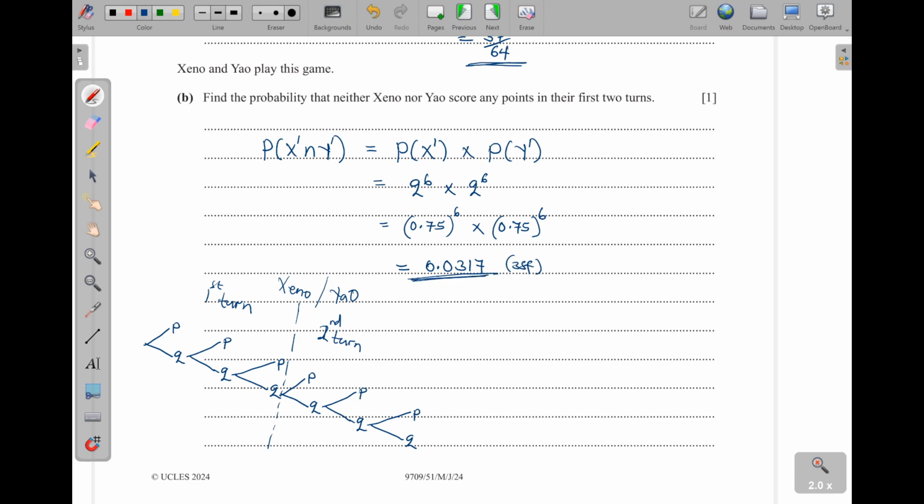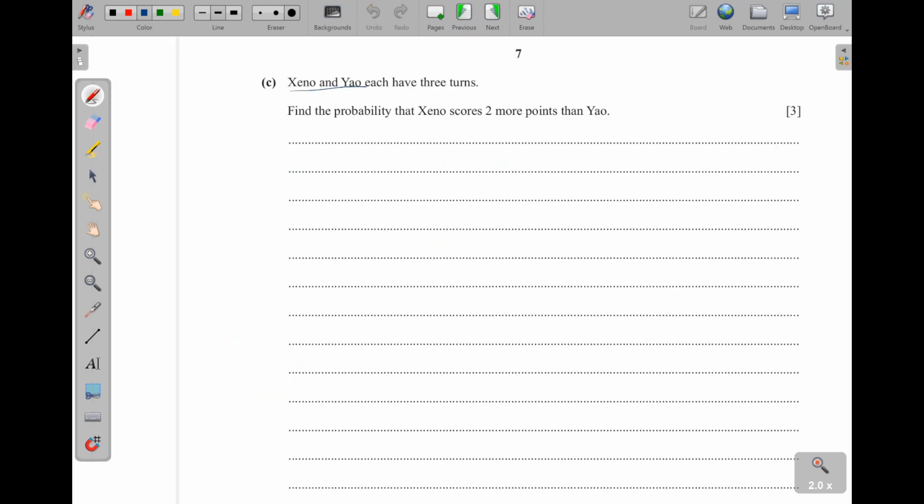That is that. Now part C, Zeno and Yao each have 3 turns. Find the probability that Zeno scores 2 more points than Yao. Zeno scores 2 more points than Yao. So I can have my scenarios here. Okay. These are the scenarios. I have Zeno here and I have Yao here.